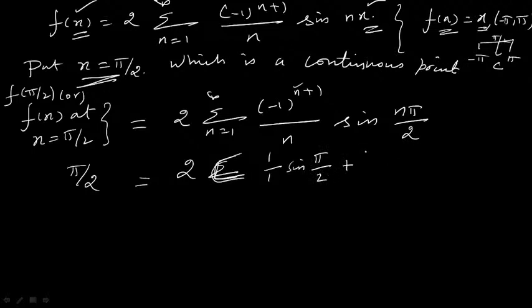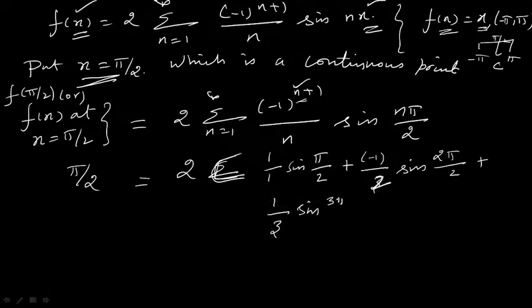Plus. So substitute n is equal to 2. If you substitute n is equal to 2, what happens? 2 plus 1, 3. That is minus 1 whole cube, which is minus 1, divided by 2 sine 2 pi divided by 2. Plus substitute n is equal to 3. If you substitute n is equal to 3, what happens? Minus 1 whole power 3 plus 1 is 4. That is even. Even means plus 1, divided by 3 sine 3 pi by 2.